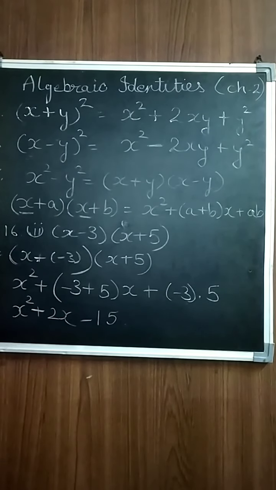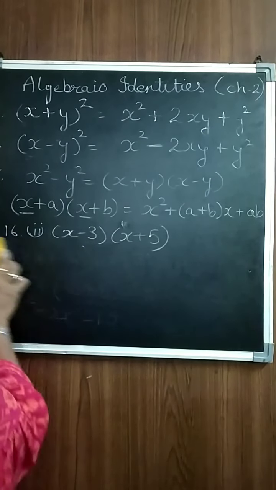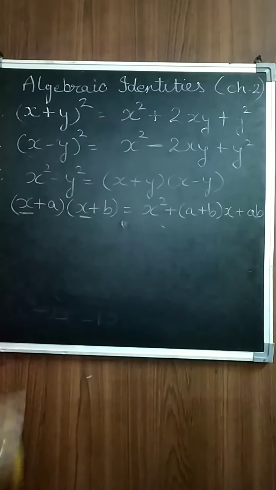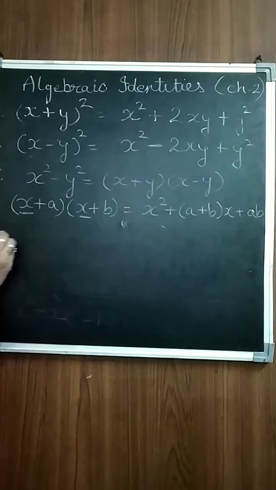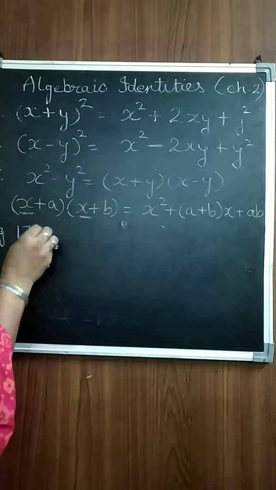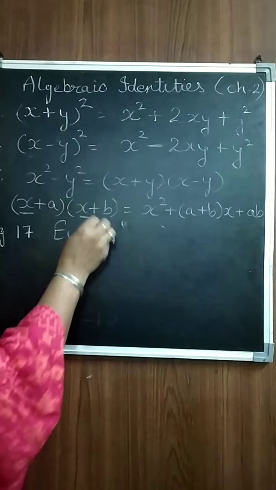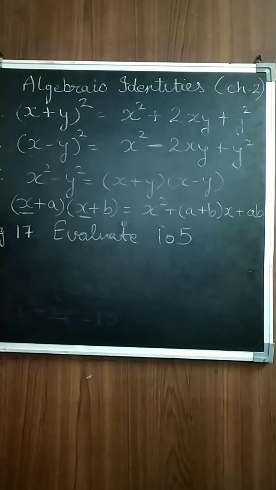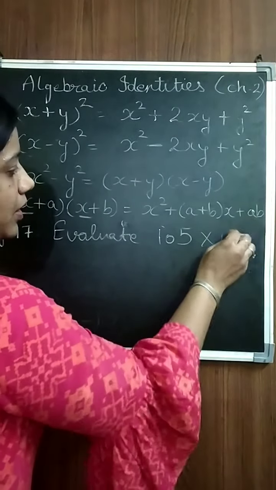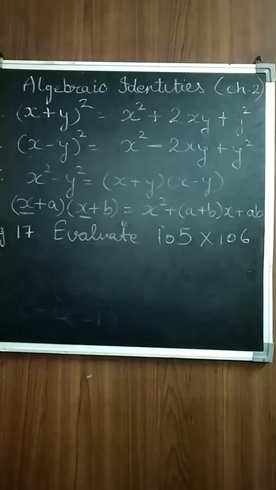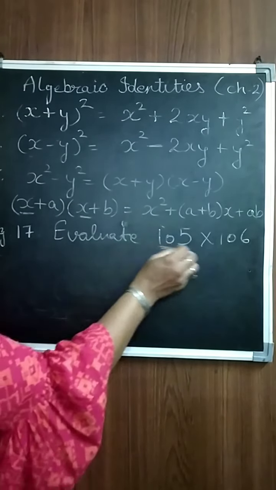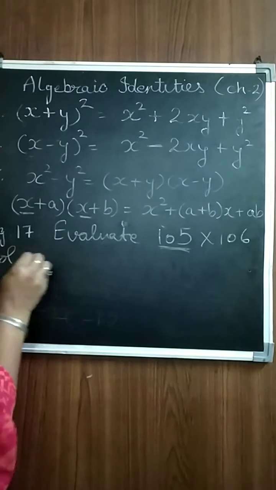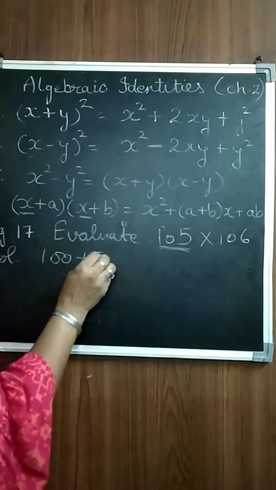Let's come to the 17th example also. 17th example is given to you. Evaluate. We need to evaluate 105 into 106. You will not multiply it directly because it says we have to evaluate by identity. So let's do it. We can write 105 as 100 plus 5.